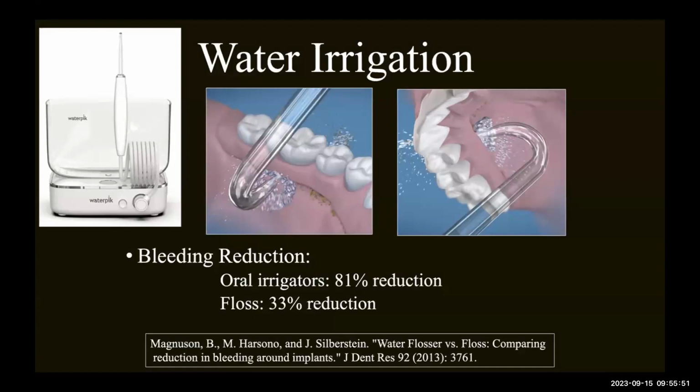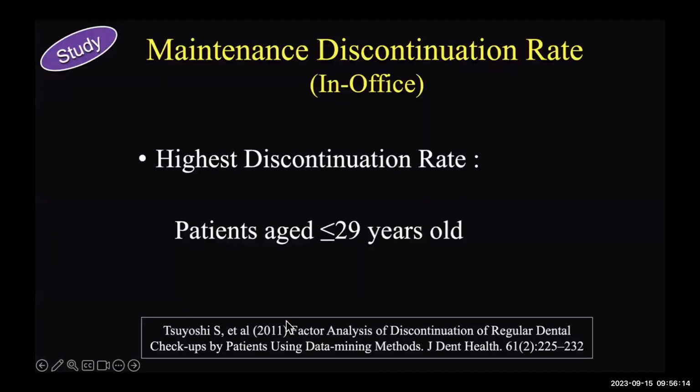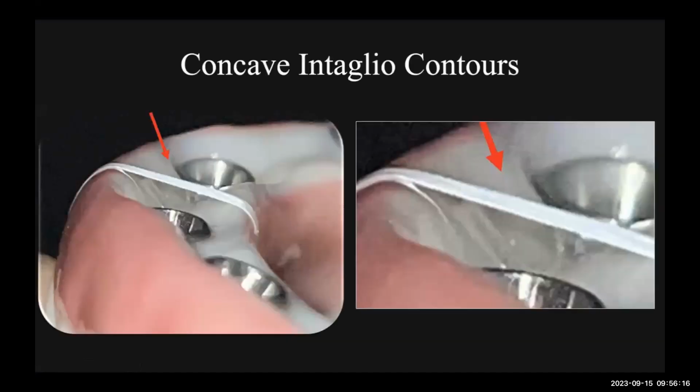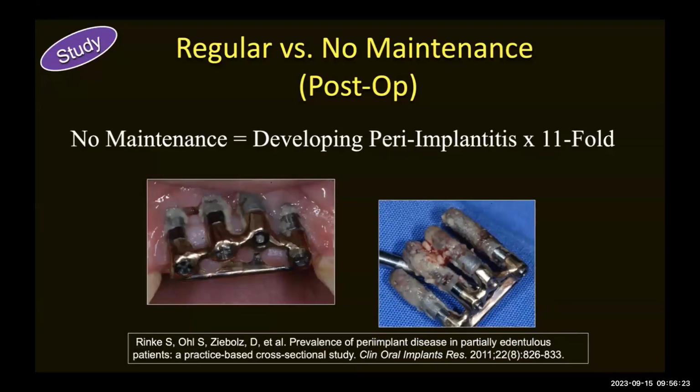Well, for these full arch prostheses, especially if you have ridge laps, there's nothing better than a water irrigation system, water pick. Here's a study that looked at bleeding reduction around implants. 81% reduction with an oral irrigator. With floss, it was only 33. Why is that? Because if we go back to this and we look at this, no matter how that patient flosses, they'll never clean it. So they have to get the debris out.